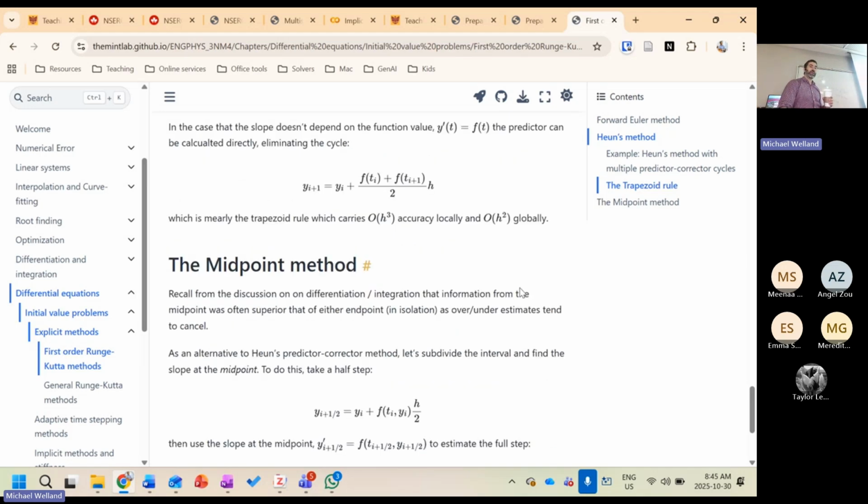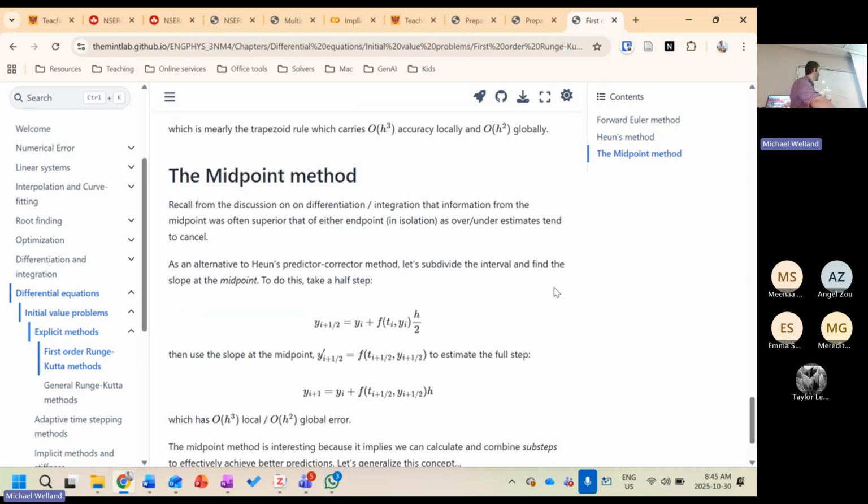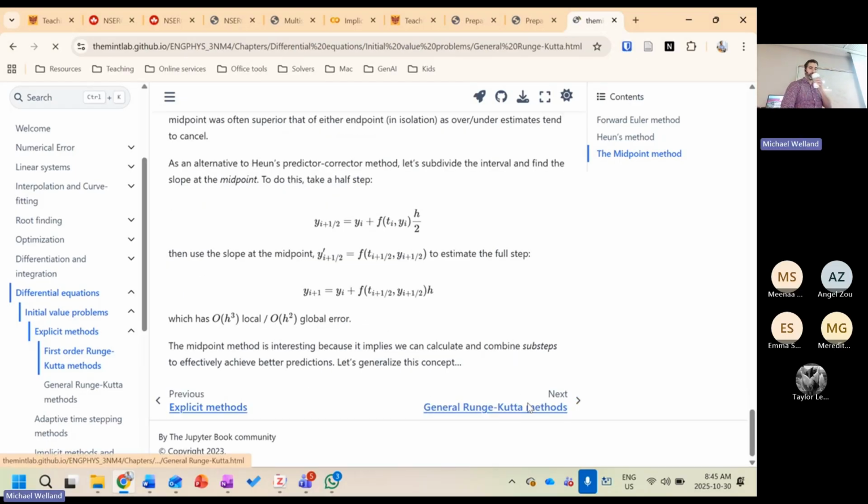Look at the notes. The midpoint method is the first one where instead of taking your full time step going from 0 to 1, you go from 0 to 0.5. Calculate the slope at 0.5, and then use that to take the full step from 0 to 1, right? Again, we're back to taking that full step. That's what makes it a single-step method. Take a look through that.